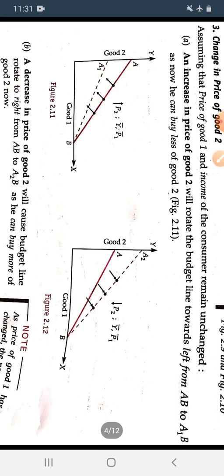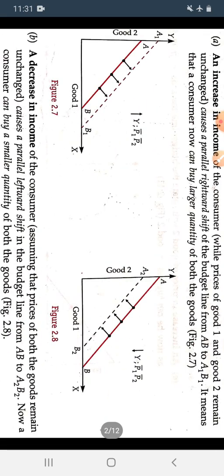Okay, a change in the budget line when more than one determinant changes. When the price of good 1 and the price of good 2 change in the same direction and also by the same percentage, then the budget line will shift in the same direction and by the same percentage. We will see it with the diagram of 2.7.